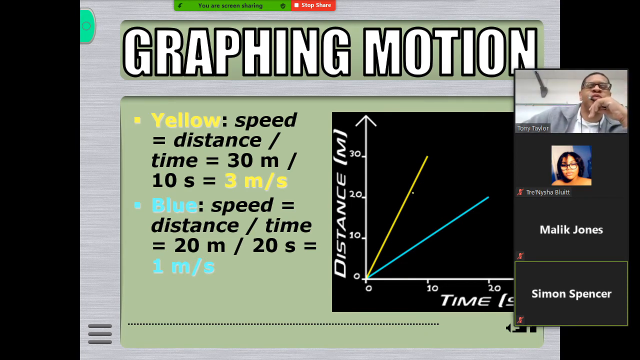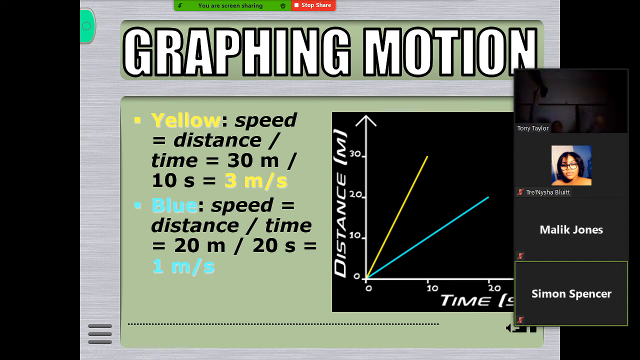We can prove that to you guys, that one is moving faster than the other, by actually calculating the slope of the line. Guys, remember, what is slope? Slope is rise over run. So look at the yellow line here. Notice that our rise, in other words along the vertical axis, is a total of 30 meters, and our run here is 10 seconds, from here to here. So rise over run in this case gives us 30 meters divided by 10 seconds.